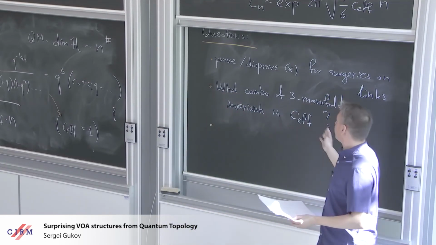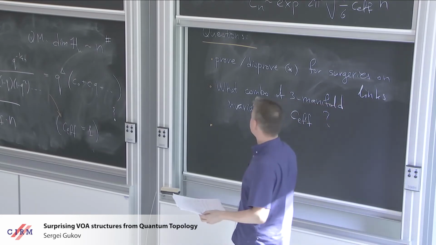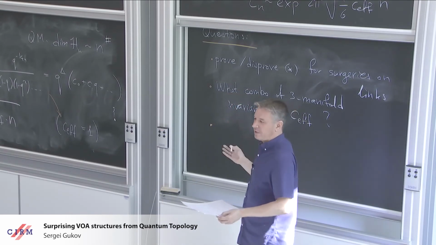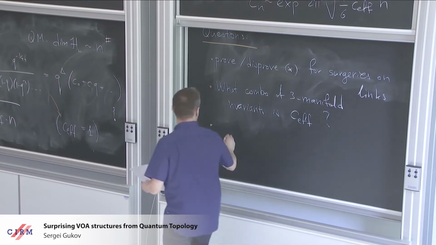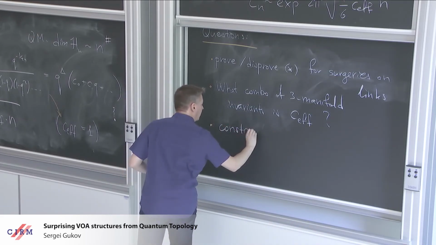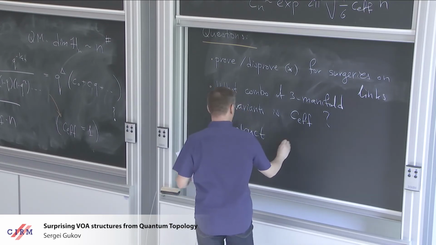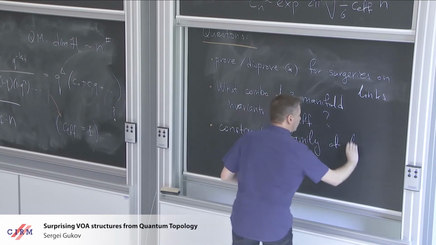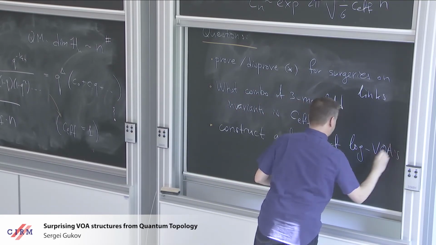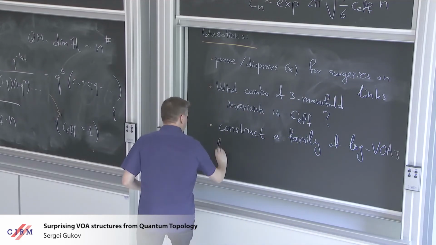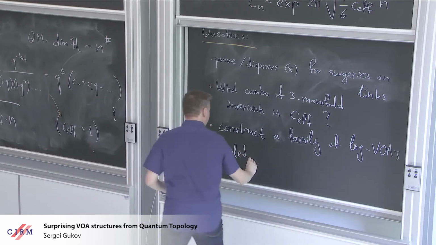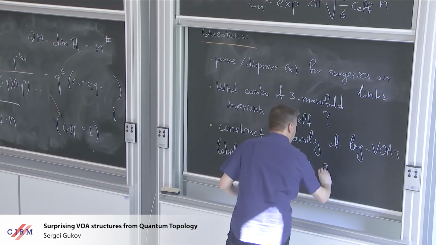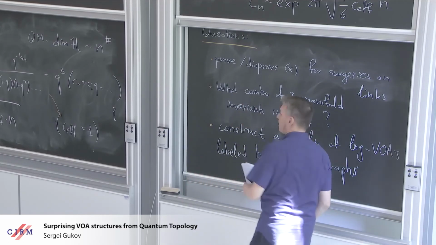what it really suggests, and this is something that should be true, motivated by, again, physics and other things, is that not only characters should be associated to a given three manifold, but an actual vertex algebra. So the most ambitious part here would be to construct a family of logarithmic vertex algebras, log VOAs, labeled by these graphs and invariant under Kirby moves.